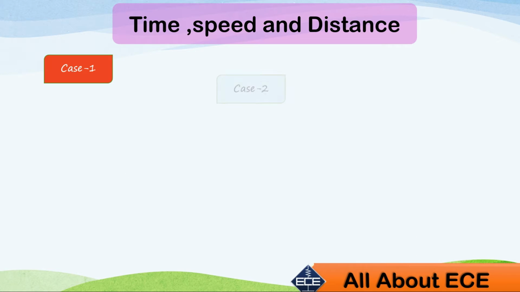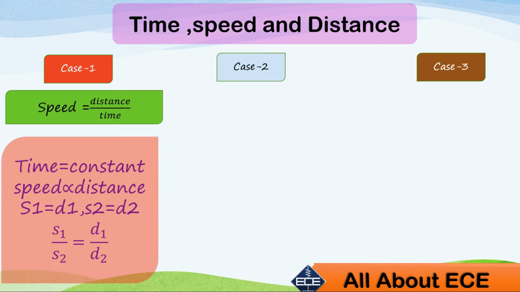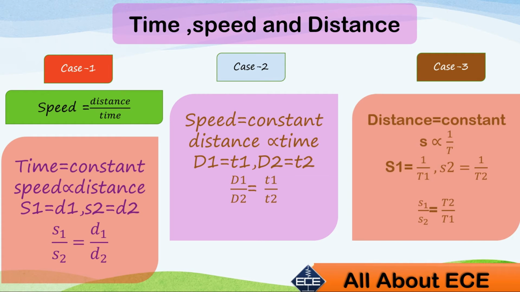Time, speed, distance. We have three cases when speed is equal to distance by time. When time is constant, what is the relation? When speed is constant, what is the relation? Distance is directly proportional to time. When distance is constant, speed is inversely proportional to time. So these and all we have discussed, right?